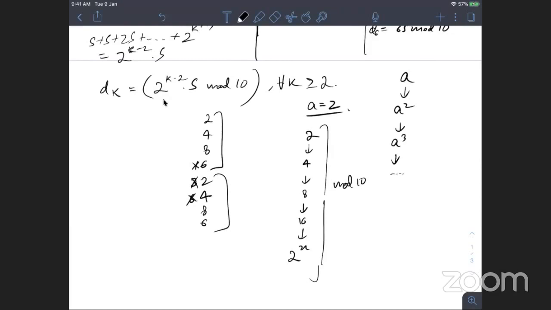Can anyone give a reasoning on why this works? Like, why does this looping structure happen? It's not that complicated. Anyone on the chat wants to give it a try, or just unmute yourself and give it a try. Why does this looping thing happen?